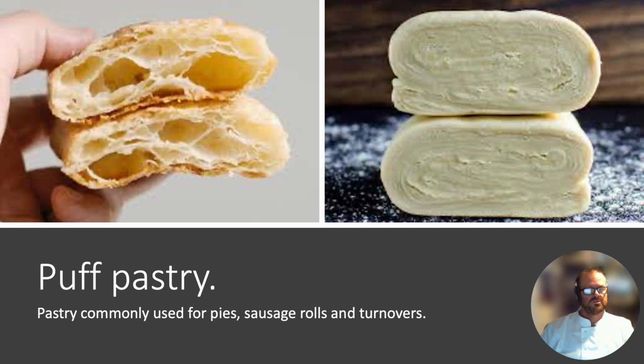On to laminated doughs, right? And we're talking about pâte feuilletée here, which is puff pastry. You can see the picture on the right is the raw paste, and the picture on the left is the pastry. On the right, you can see there's a number of layers of dough and then butter in between them. So it's a challenging paste to make, although not as challenging as the next one. Puff paste is typically what gets used for pies, sausage rolls, and turnovers, maybe millefeuilles.